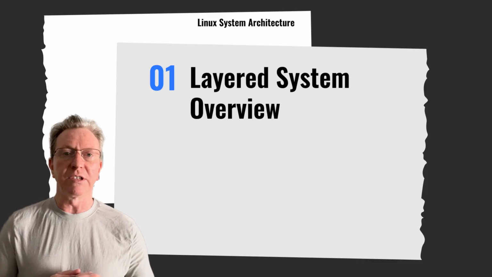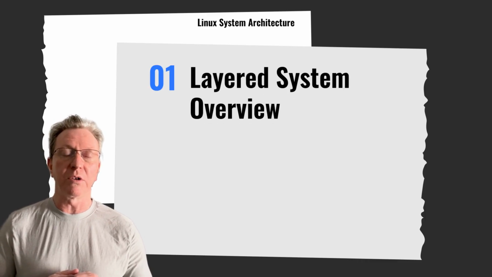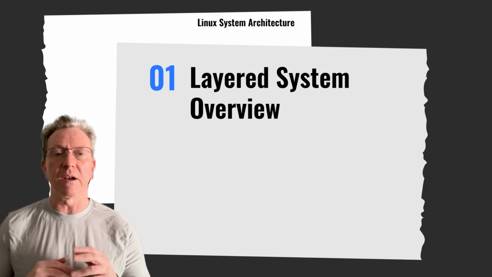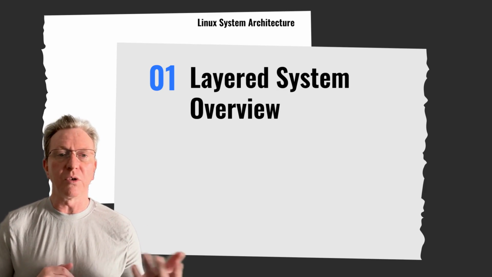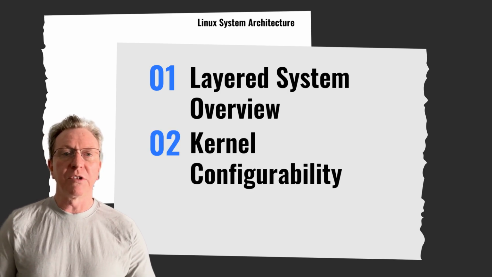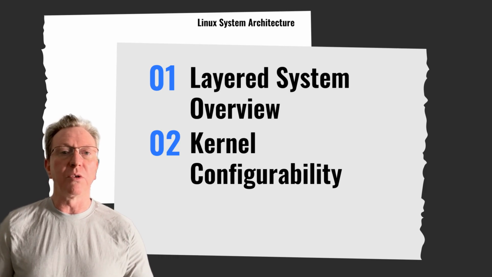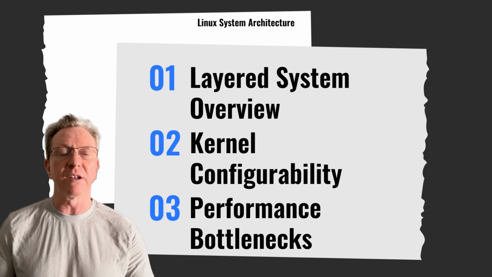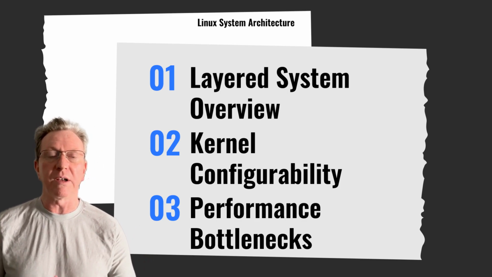Linux architecture is a layered system: hardware, kernel, libraries, services, and applications. Each layer can be a bottleneck, so a holistic tuning approach is essential. The kernel is highly configurable, allowing for specific workload optimizations. Understanding this architecture is crucial for identifying and addressing performance bottlenecks effectively.